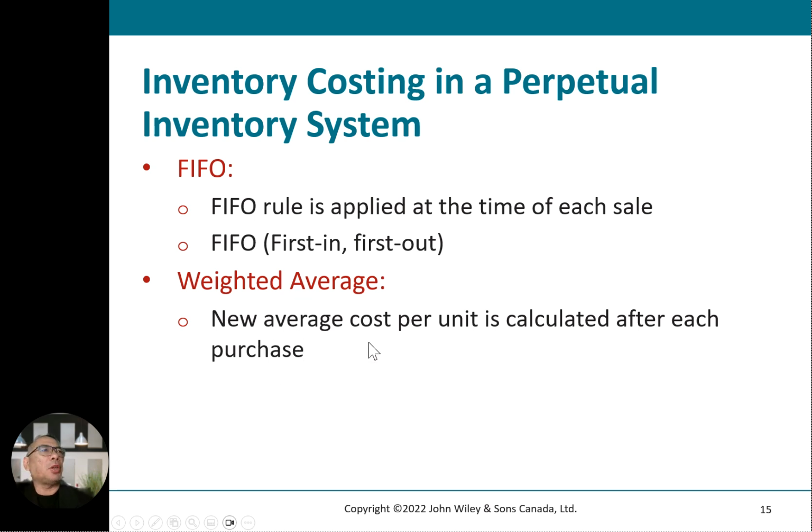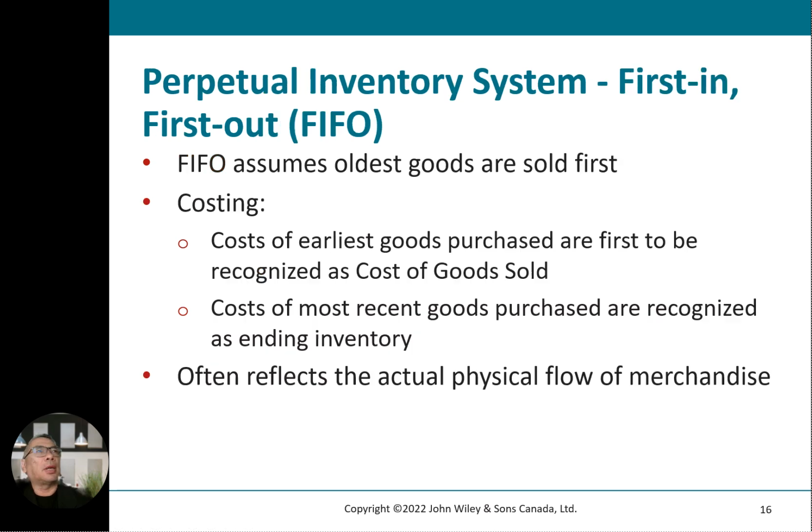Weighted average is a new average cost per unit calculated on each purchase. FIFO assumes goods are sold first. Costs of the earliest goods purchased are the first to be recognized as cost of goods sold. Costs of the most recent goods purchased are recognized as ending inventory, often reflecting the actual physical flow of the merchandise.